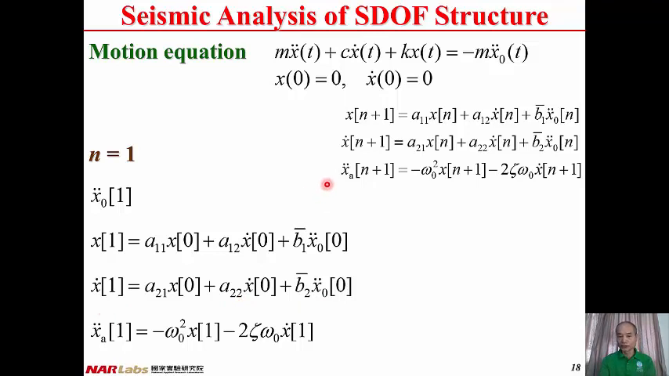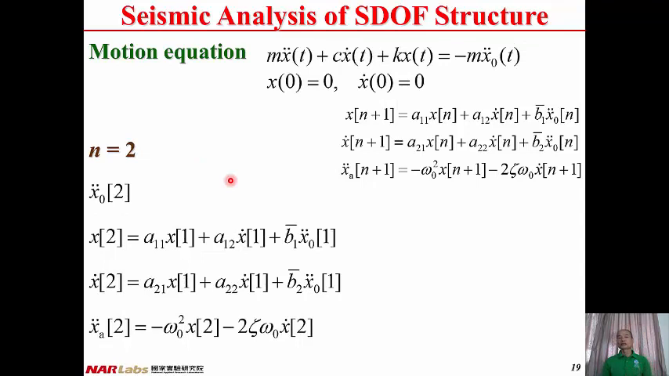Then from the third equation, we can compute the absolute acceleration at step 1 equal to minus omega 0 squared x of 1 minus 2 zeta omega 0 times x dot of 1. After finishing this step, we have all the information of the displacement, velocity, and absolute acceleration at step 1.